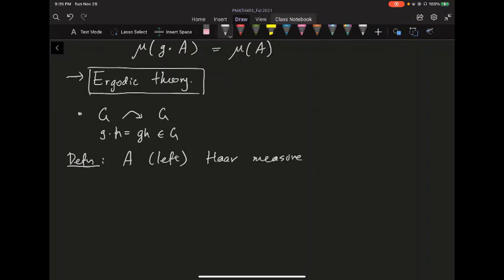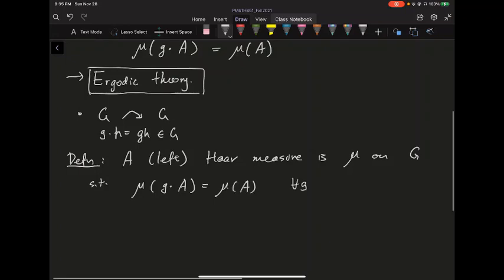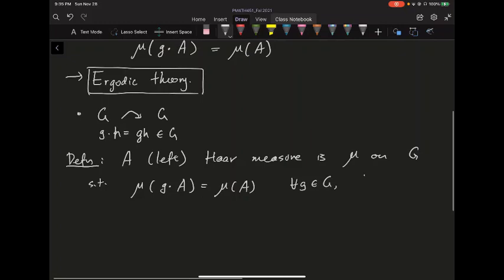So a left Haar measure is essentially just a measure mu on your group G, so that the mu of a set A, where A is some subset of G, if you translate it, you get the same as the mu of A. That's for every g in G and every A inside some sigma algebra. Usually you use the Borel sigma algebra on G.